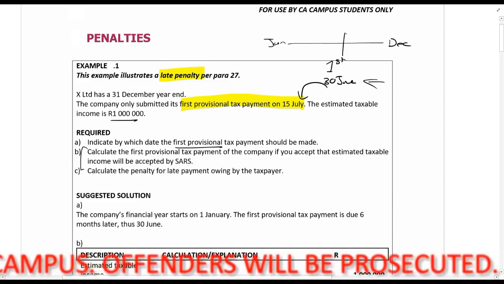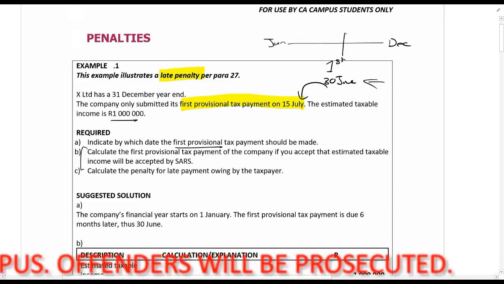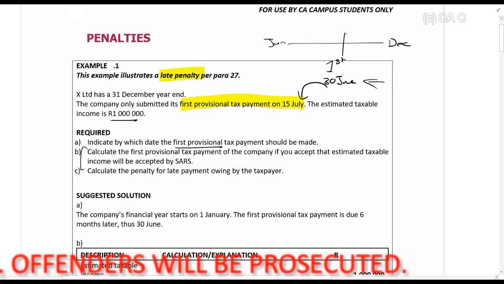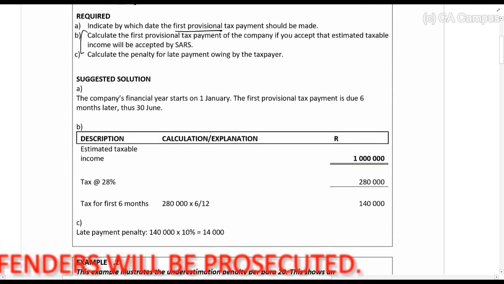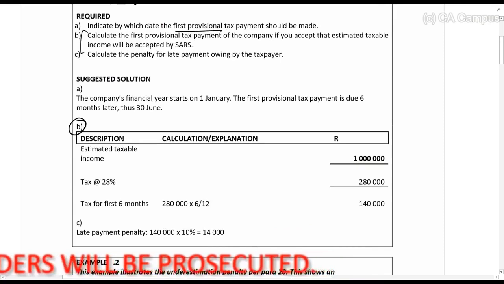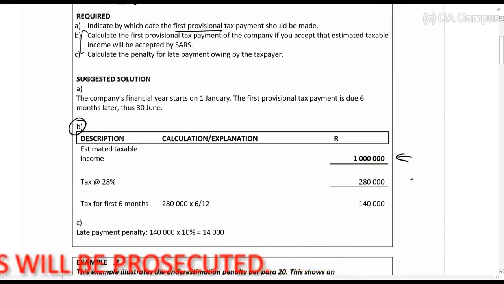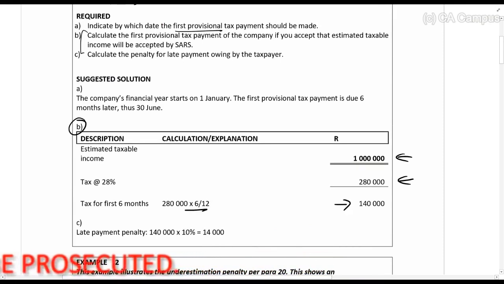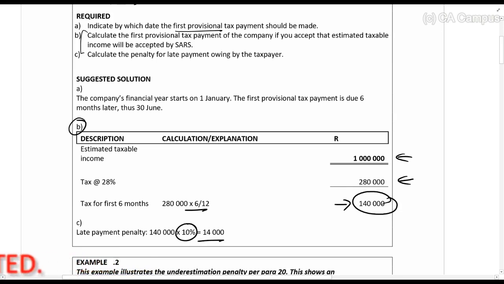Calculate the first provisional tax payment if you accept that the estimated taxable income will be accepted by SARS. Right? So this is just to show you what they should have done. Taxable income of R1,000,000, tax at 28% as a company. Half of that for the first 6 months. What is the late payment penalty? That amount times 10%, R14,000.